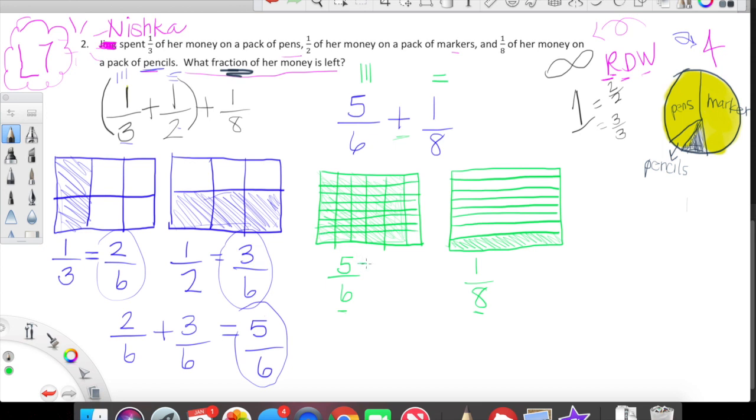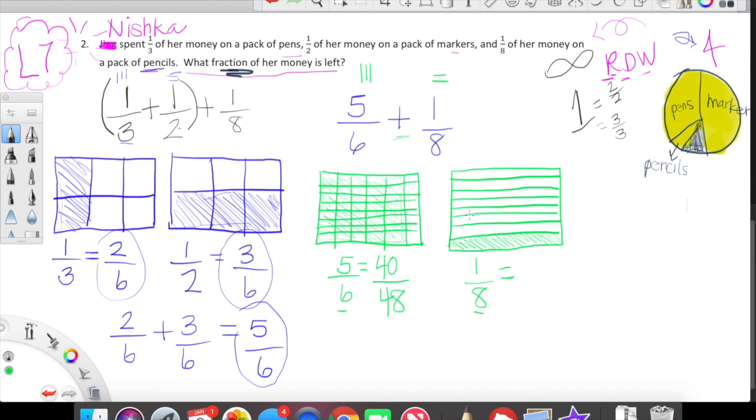Here we go. We've shown that 5/6 is equivalent to, we have the same amount of shading going on here. 1, 2, 3, 4, 5 times 8. What is 5 times 8? It's 40. 40 shaded boxes now of how many total boxes is this rectangle separated into? Well, I have 6 columns and 8 rows. 6 times 8, 48.